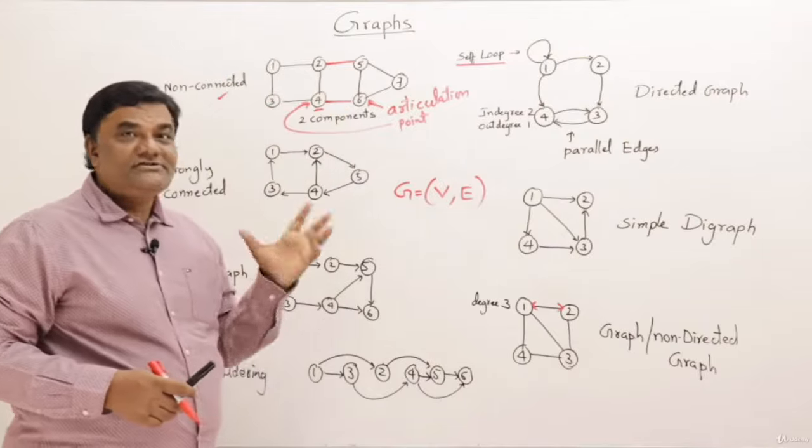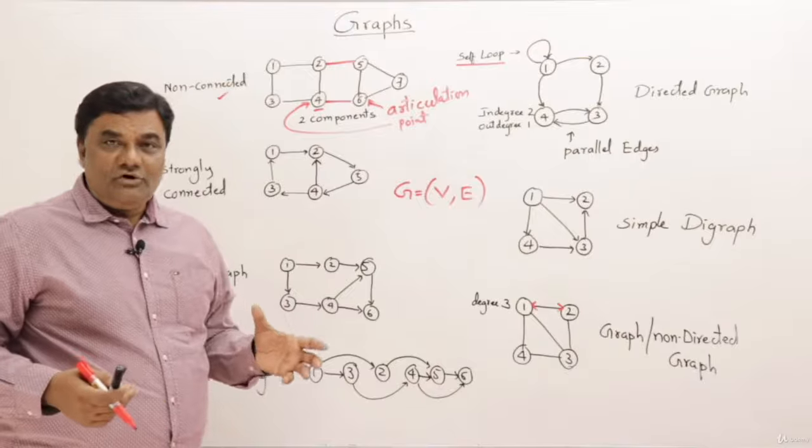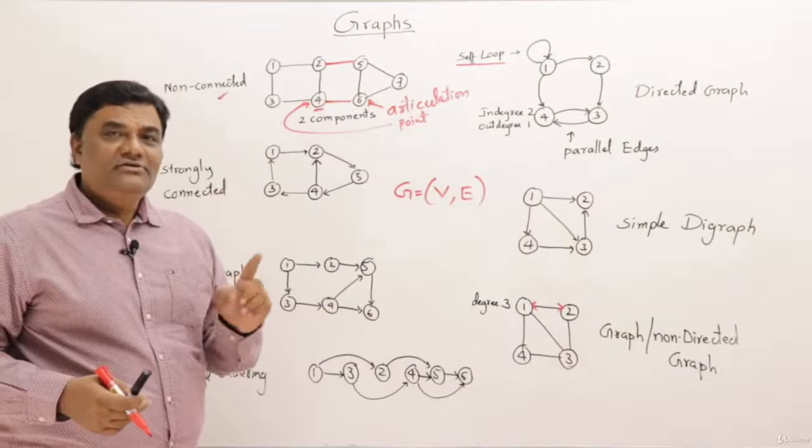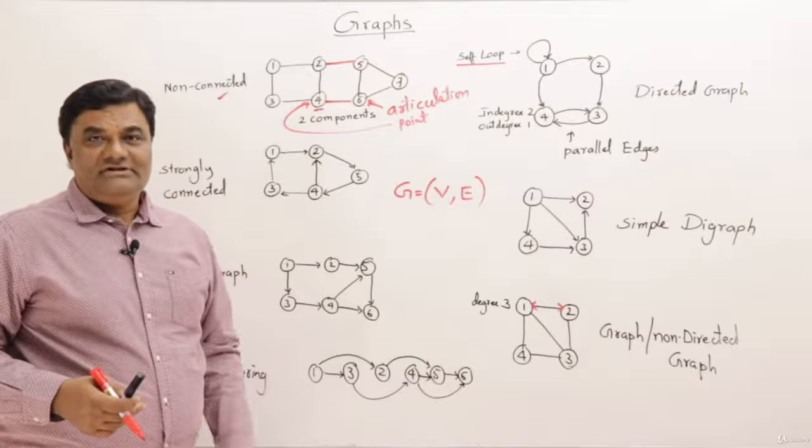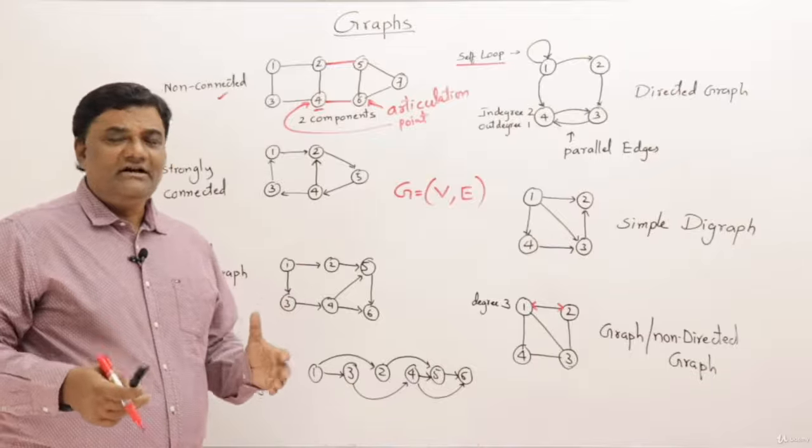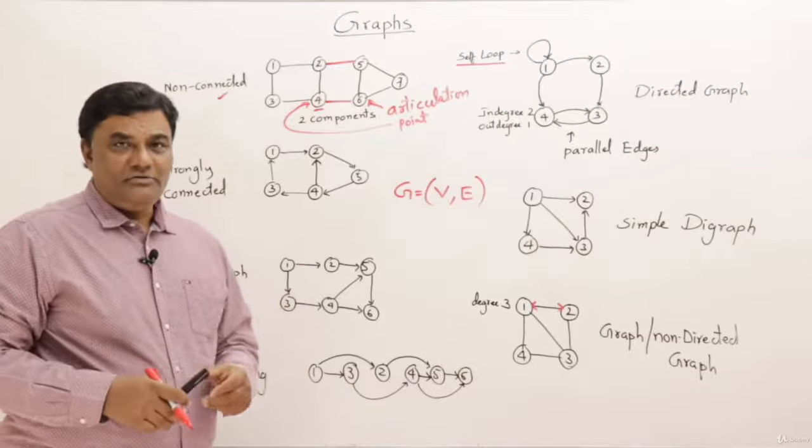One more edge, now it is stronger. It cannot be broken into components by removing one vertex. So it is biconnected components. So we can simply call it as connected graph or biconnected components also.